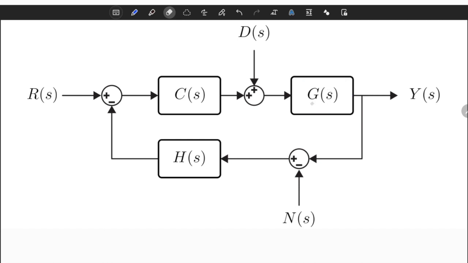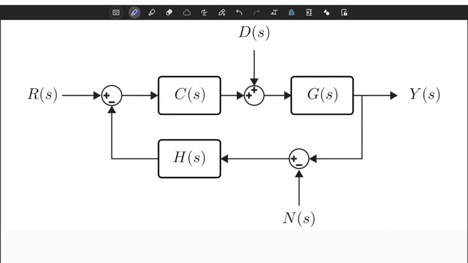As you can see in this block diagram, we have three inputs: R, D, and N. R of S is the reference input, or reference signal, that we try to track in the closed-loop system. This is the most important input of the system, but it's not the only input that you need to take care of in a control system design.